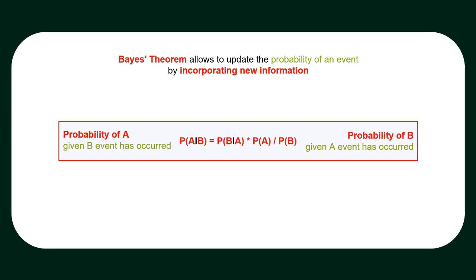Next step is to understand Bayes' theorem, which allows you to update the probability of an event by incorporating new information. This theorem is mathematically represented by adjusting conditional probability and developing relationship between probability of event A given B event has occurred and probability of B given A event has occurred. For example, calculating probability of Apple stock return is positive given that S&P is already up, or probability of S&P 500 return is positive given that Apple stock is already up.